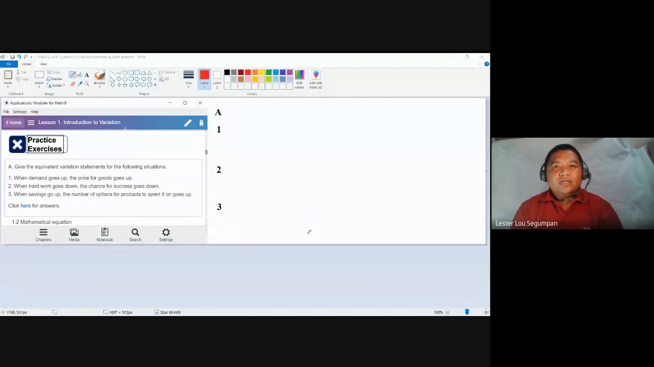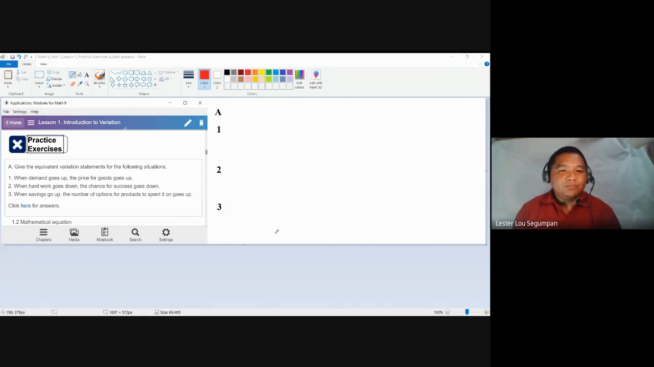So variation is actually a mathematical statement representing relationships of variables in real life. Just like how one thing is affected by the other and how one thing affects the other. Right, that's both sideways. In practice exercise A, we are presented with the situations that will be translated to a variation statement that may be used in problem solving later on.